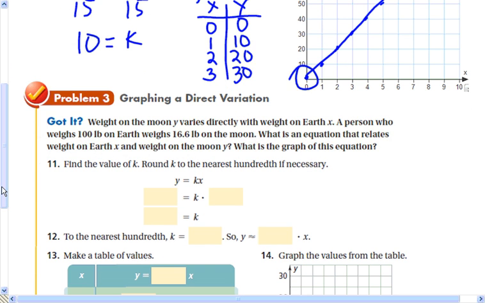So go ahead and try this problem. See if you can come up with the right answer.